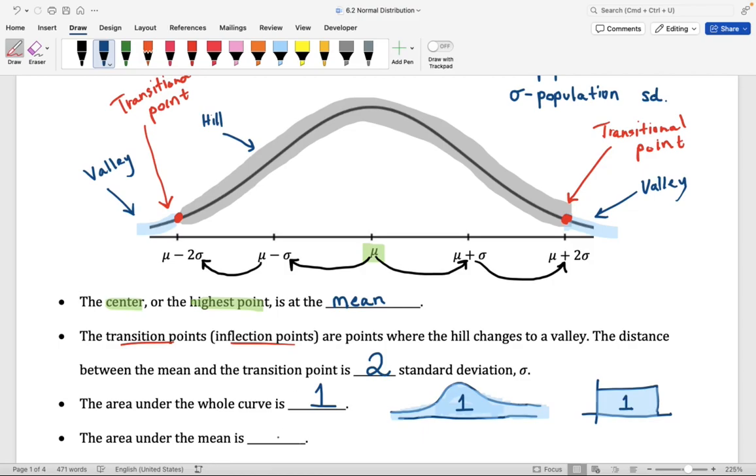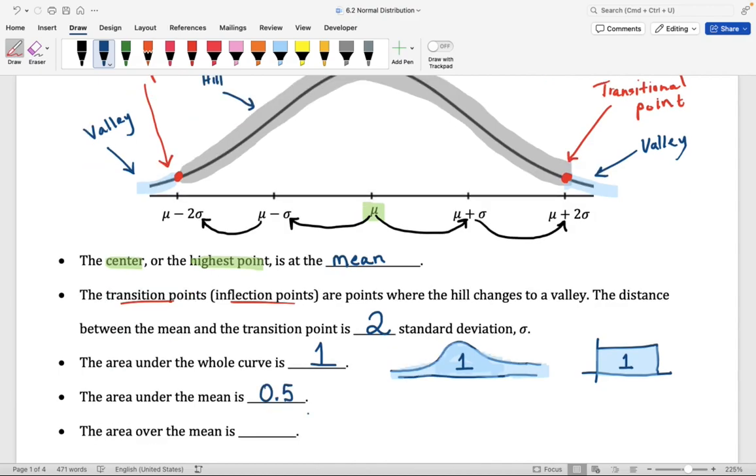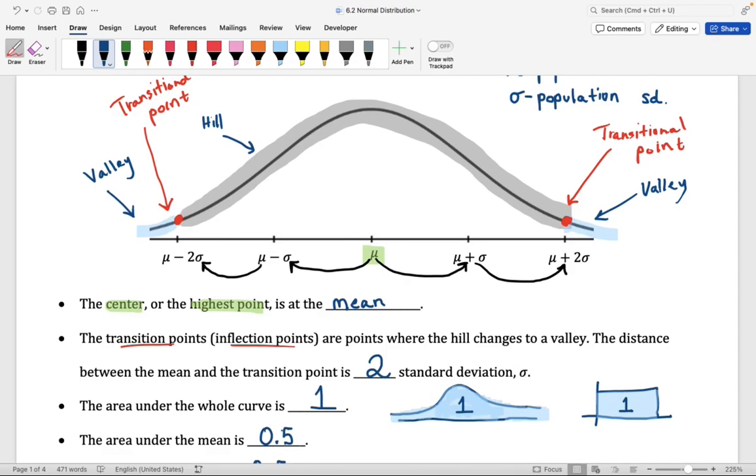Now, if the area under the whole curve is equal to 1, then what is the area under the mean? Remember, the mean is right at the center of the distribution. So how much area do we have on the left side? We have half of the area, which is 0.5. What about the area to the right of the mean? Well, we have 50% of the area, that is 0.5. So we are aware that there's symmetry in this curve, and we're going to talk about the symmetry later on when we talk about the empirical rule.